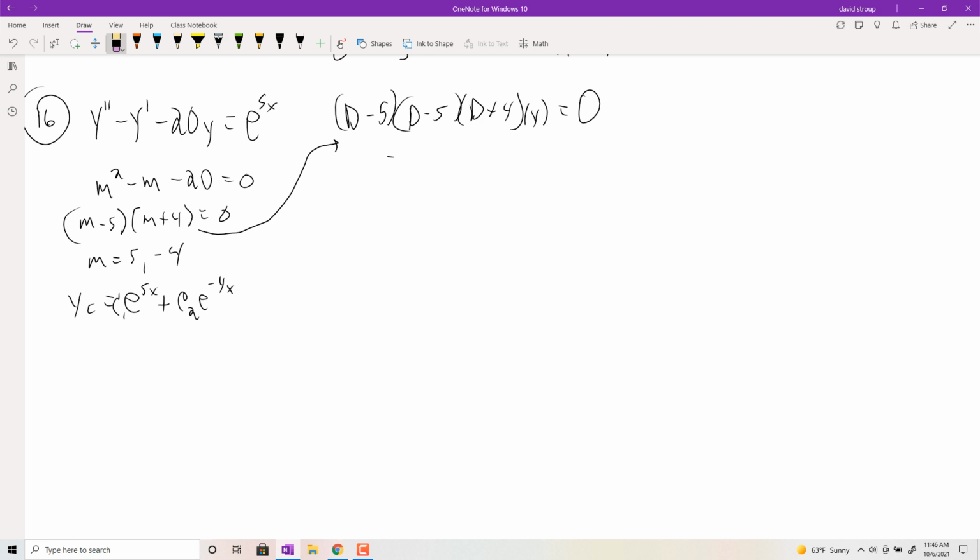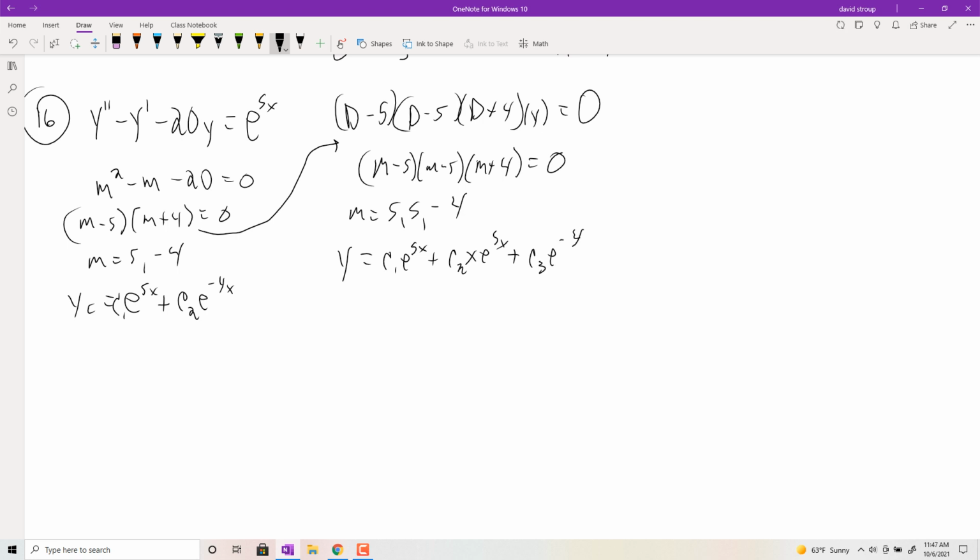I mean, we could just go to our characteristic equation then. So m minus 5 times m minus 5 times m plus 4 is 0. So our guys are 5, 5, and negative 4. So our solution to this new differential equation is c1 e to the 5x plus c2 x e to the 5x plus c3 e to the negative 4x.